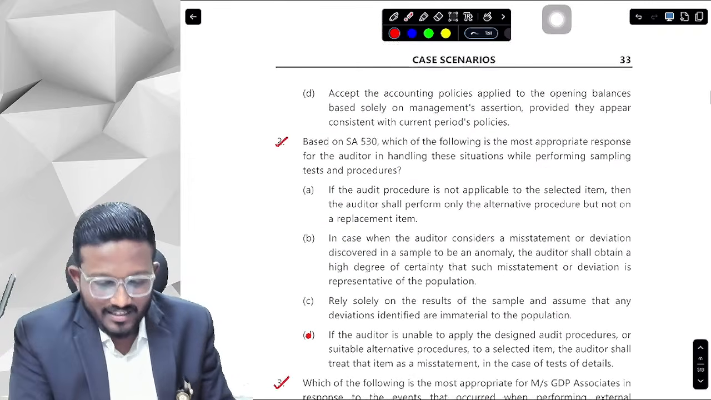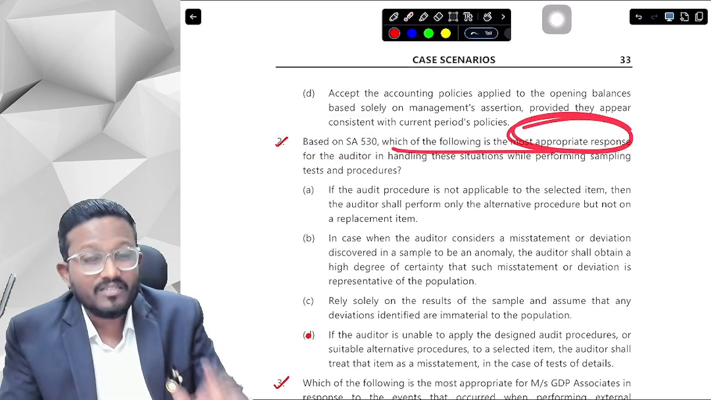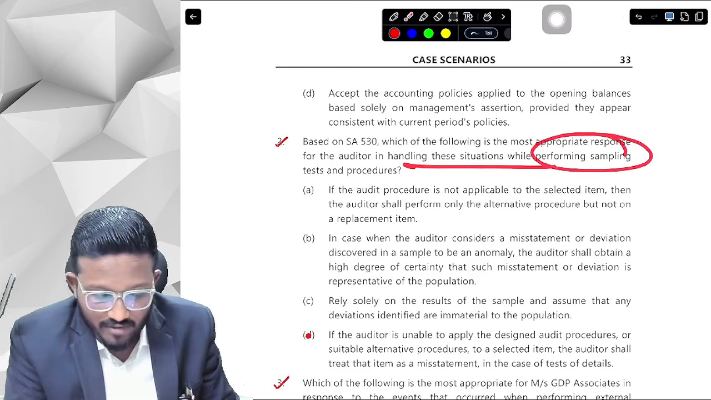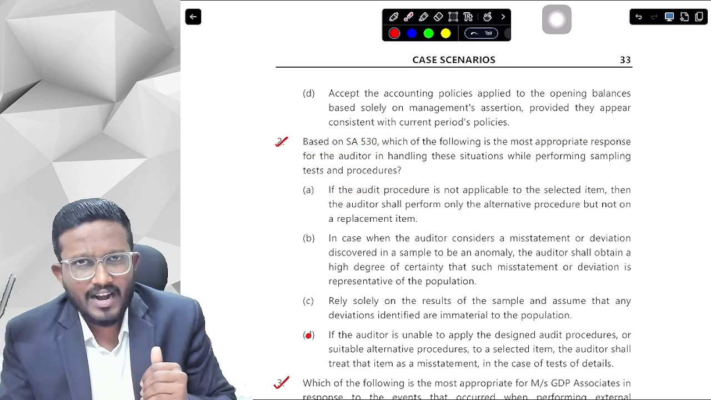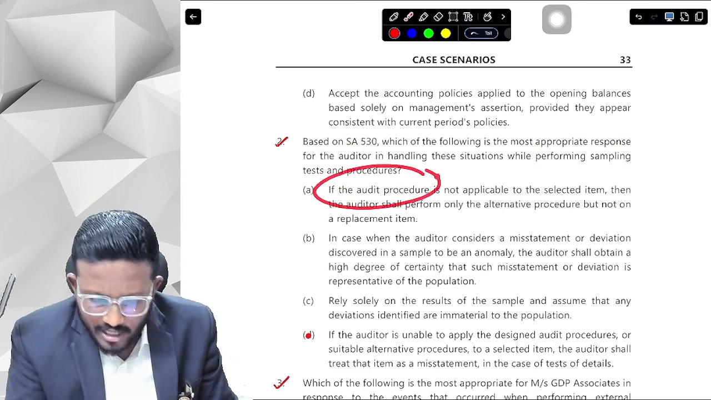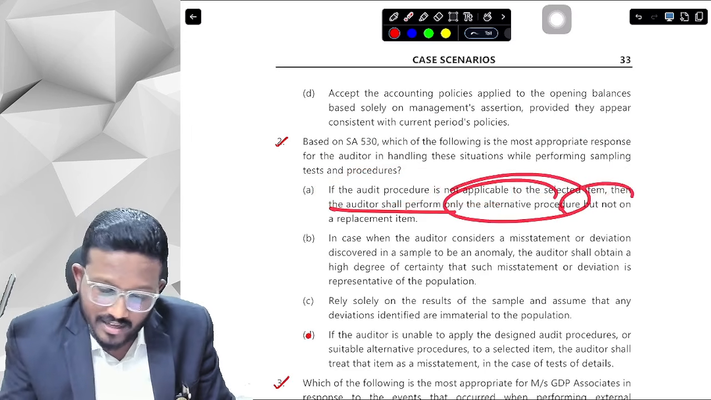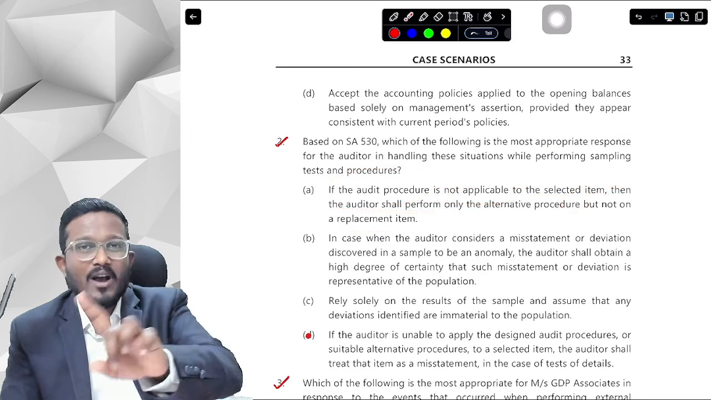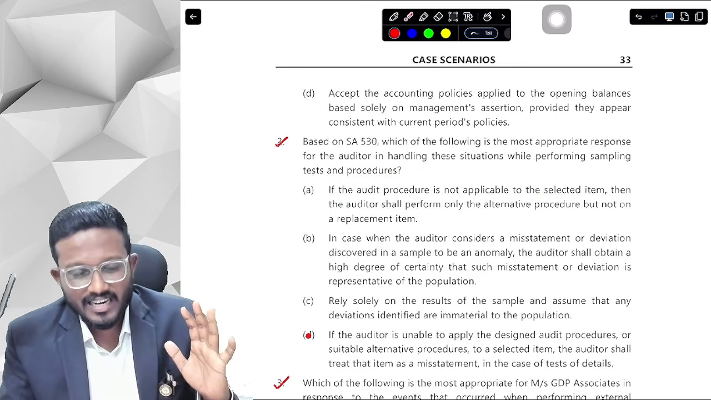Okay, yes sir. Next it is saying that based on SA 530, which of the following is the most appropriate response while handling these situations while performing sampling tests and procedures. So let's see what options they have given us. First they are saying that if the audit procedure is not applicable to the selected item, then the auditor shall perform only the alternative procedure but not on a replacement item. No, I already told you in SA 530 that we can perform the procedure on a replacement item as well.